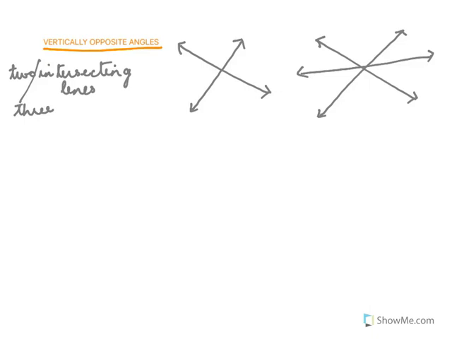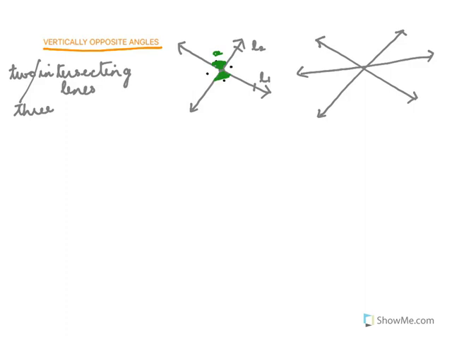So here I have two intersecting lines. We have line L1 and line L2, and they intersect at this point. Here you can notice there are four angles: 1, 2, 3, 4. Now I'm going to shade the vertically opposite angles in the same color because vertically opposite angles are equal. So this angle and this angle will be vertically opposite.